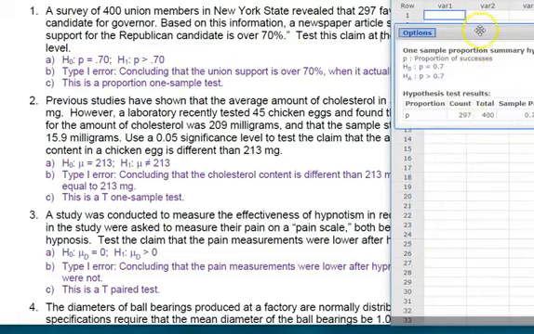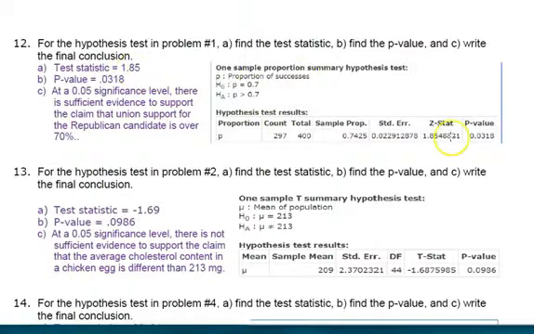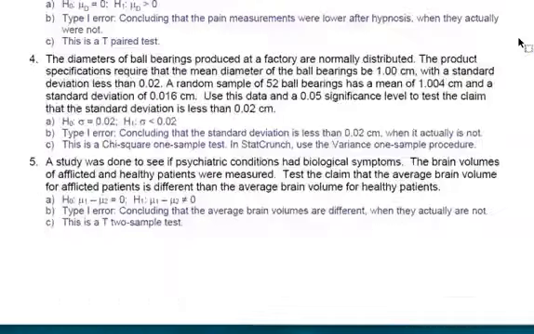So now I'm clicking on compute, and here are my results. My test statistic is right here, so it's 1.85. My p-value is 0.0318. In this one, it asked us to test at a 0.05 significance level, so we're comparing the p-value to that significance level. The p-value is less than 0.05. That means we have a positive conclusion. So there is sufficient evidence to support the claim, which was that union support for the Republican candidate is over 70%.